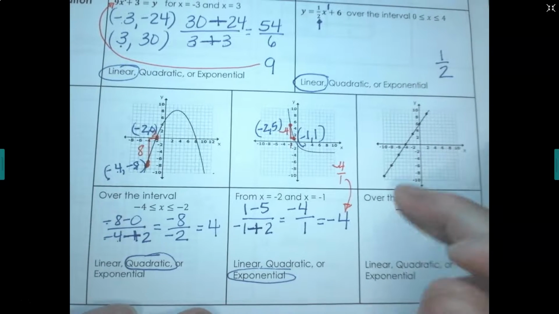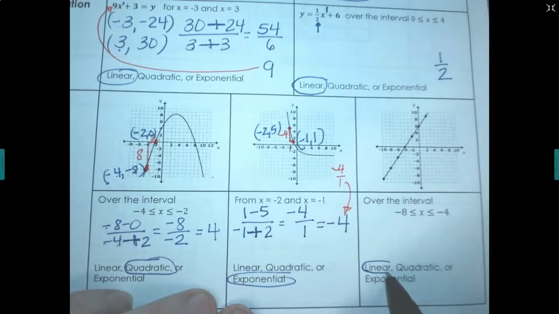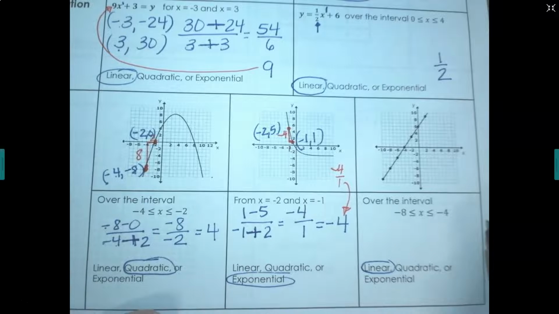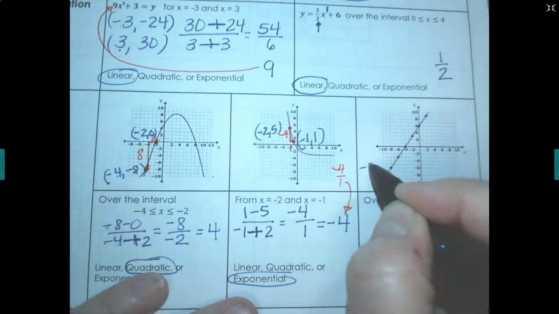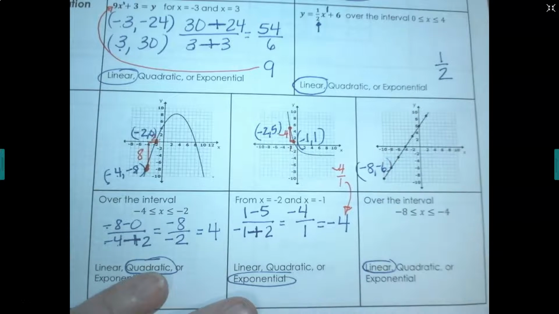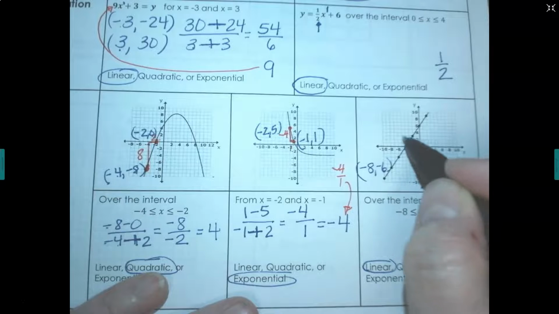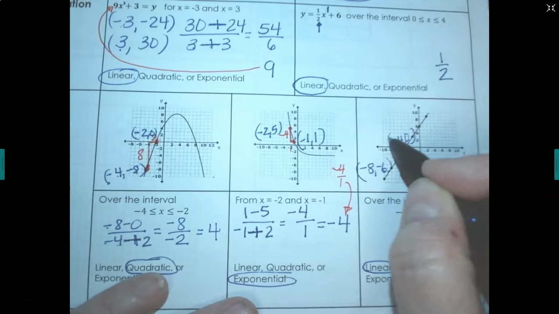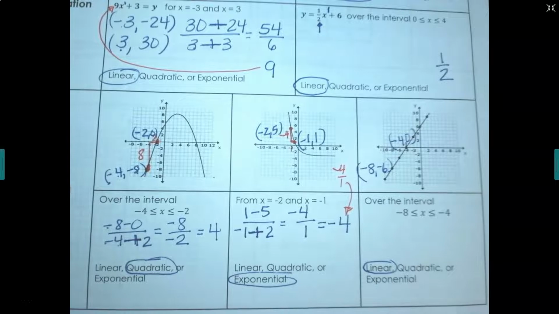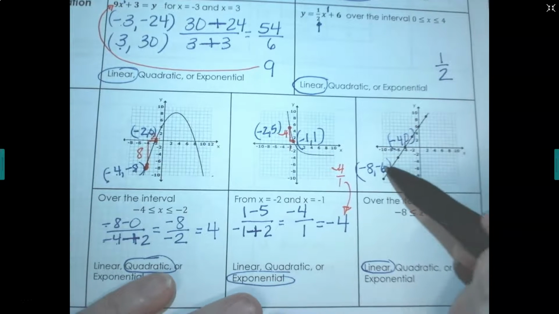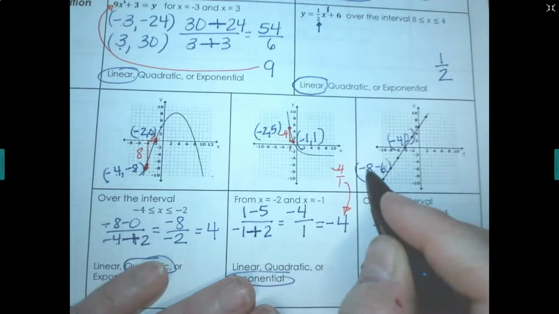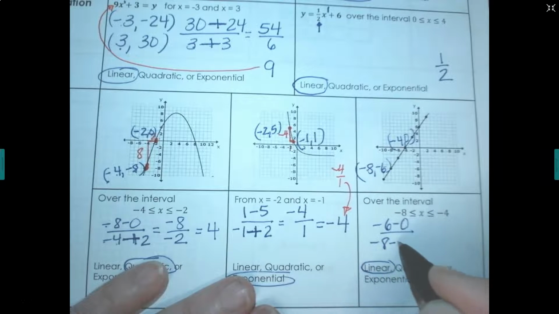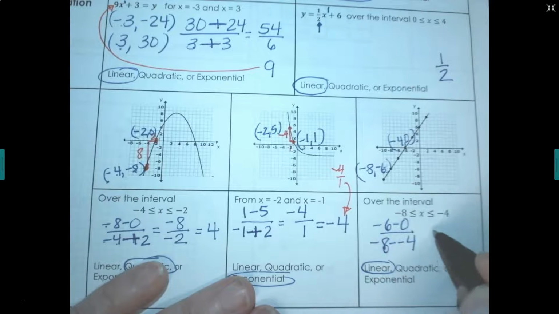For our last one, this is a straight line, making this linear. Now I'm wanting to know between these two x values. So if x is -8, my y value there is -6. So we have -8, -6. And if x is -4, we're right there on the x-intercept at 0. So I'm going to say y minus y, so -6 minus 0, divided by x minus x, -8 minus -4.